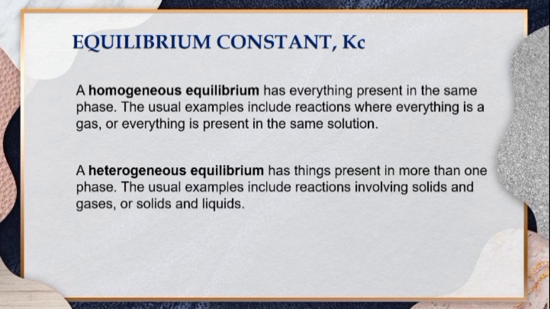A heterogeneous equilibrium has things present in more than one phase. The usual examples include reactions involving solids and gases, or solids and liquids. In writing an expression for Kc for heterogeneous equilibrium, there is no need to include any term for pure solids or pure liquids in the equilibrium expression because their effective concentrations stay constant throughout the reaction.